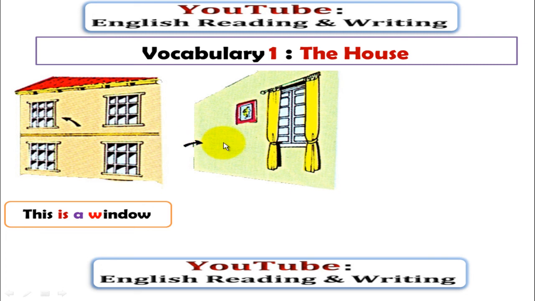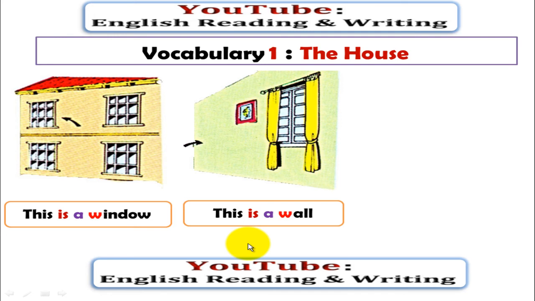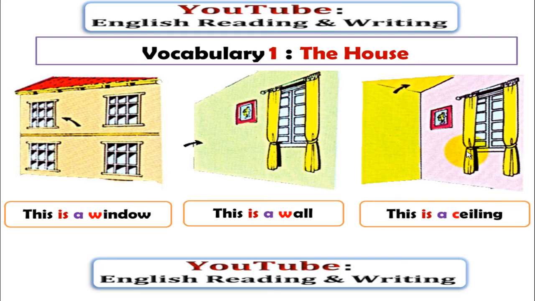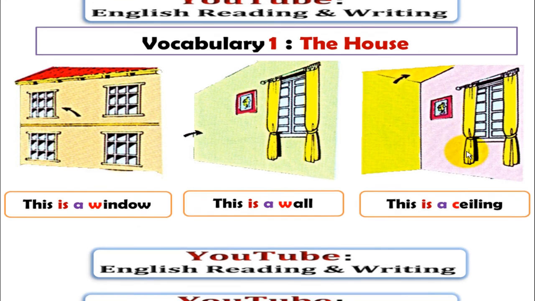The arrow is here to the wall, so this is a wall. The arrow is here, so this is a roof. From the inside of the house, it has a different name, which is ceiling. This is a ceiling.